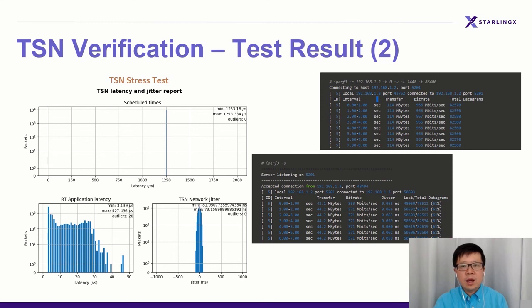On the left side, you can see we got a similar result to the previous test. This test result proves that TSN can allow critical and non-critical traffic to coexist in the same network, and TSN still can guarantee timely delivery of critical traffic.